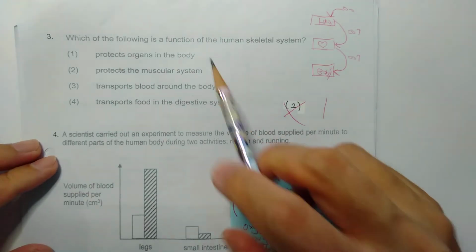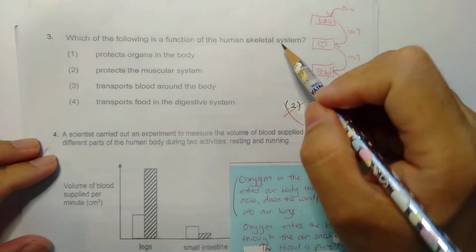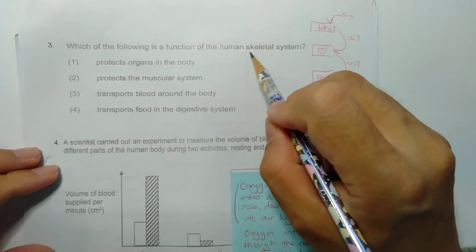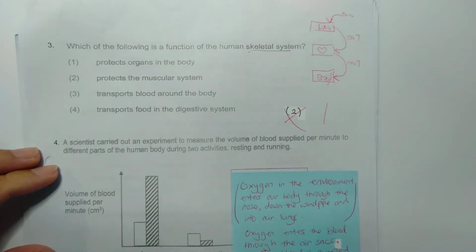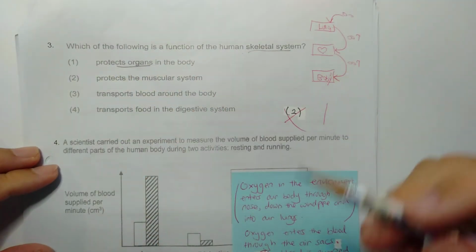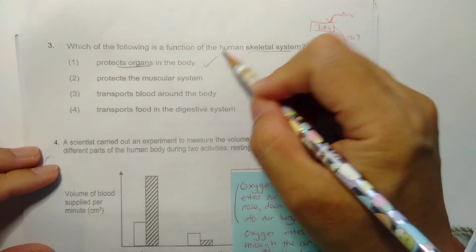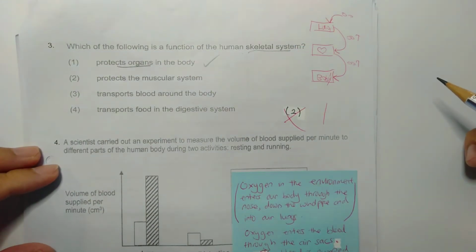Now, which is a function of the human skeletal system? Now you go to skeletal system. Now this kind of question doesn't come out so often. If it comes up about skeletal system, it's always a memory work. So basically, what is a function of the human skeletal system? Protect organs in the body, such as your lungs, your brain, your heart. It protects the organs in the body.